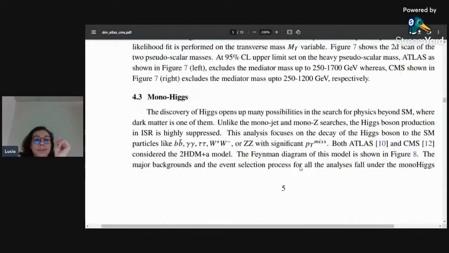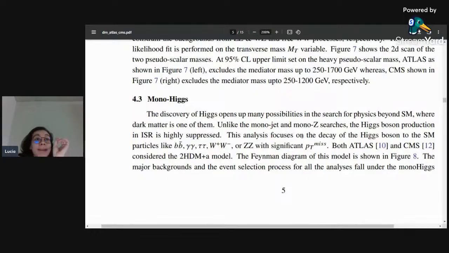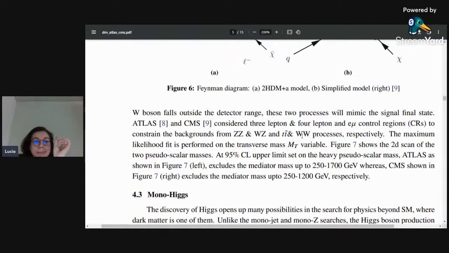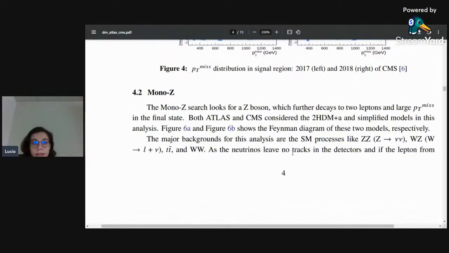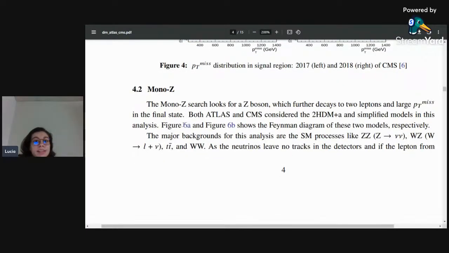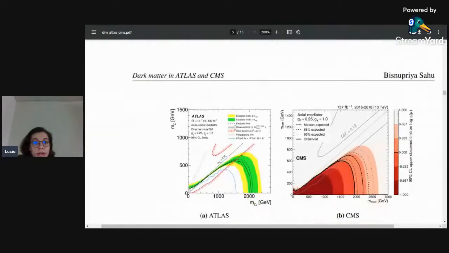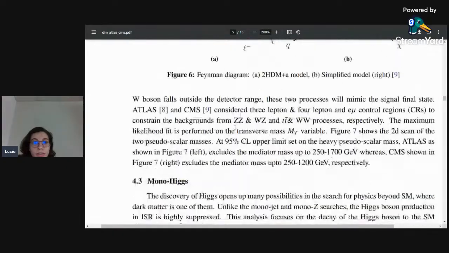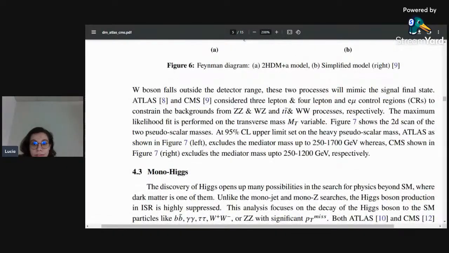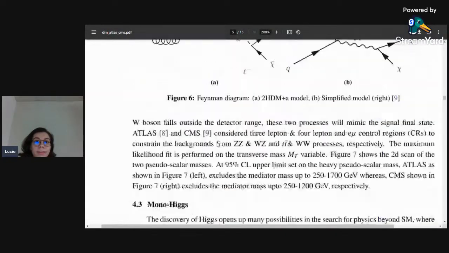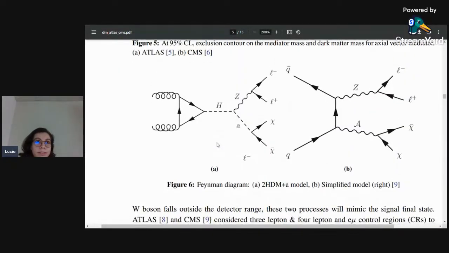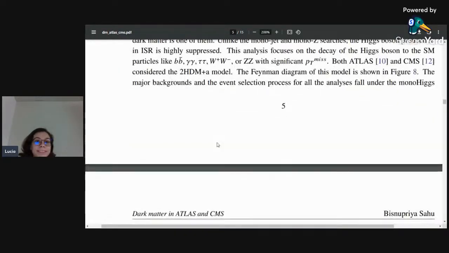This paper is really confusing with the images, so you have to read it to see what they are referring to. So this is a part of the mono Z, right? Yeah. The processes are 6A and 6B, the ones that I showed you, and the plot is 7. So you really have to read.